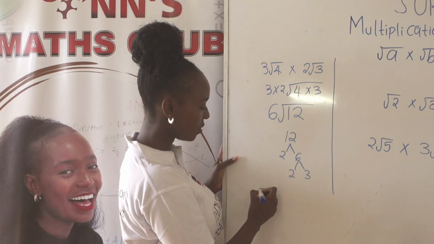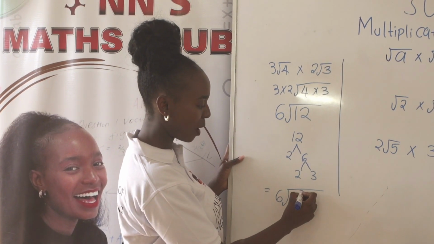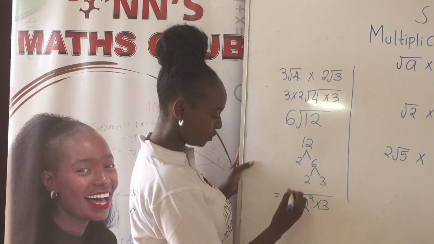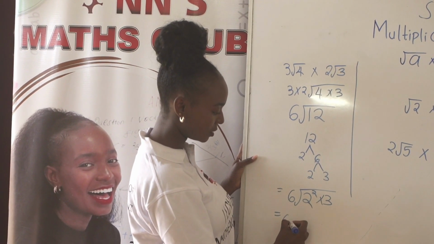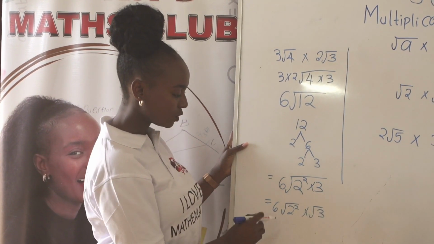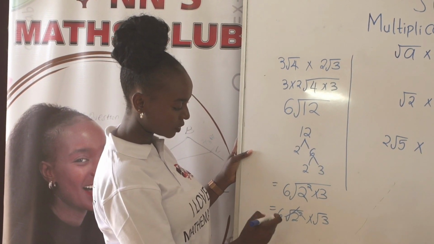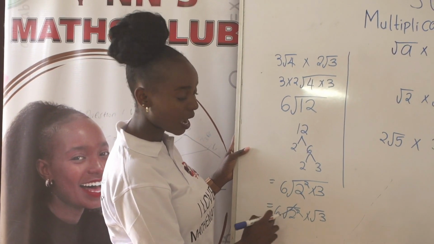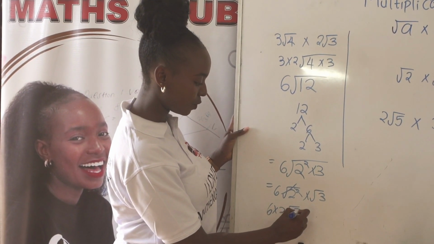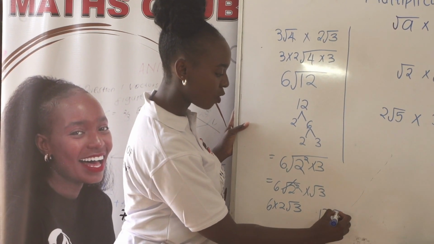So you can write 12 as, so it's the same as 6 root of 2 to power 2, because this is 2 times 2 times 3. So you put them aside, so this is 6 root of 2 squared times root of 3. So 2 squared becomes 2, and this square cancels out the square root sign. So 2 comes outside, and you're left with 6 times 2 root of 3. So this becomes 6 times 2 is 12 root of 3.